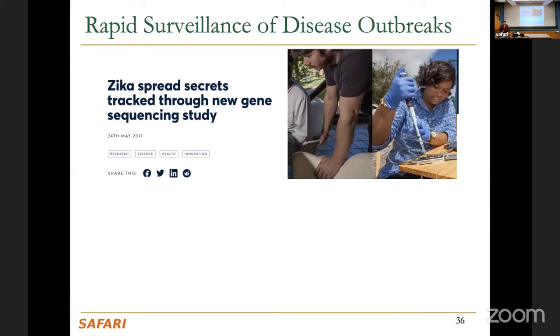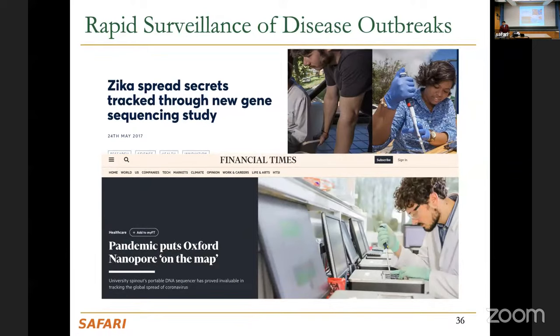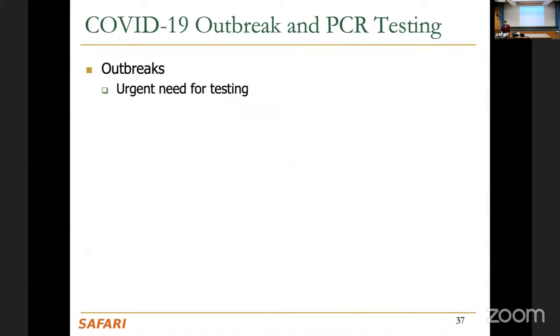And this is not only done, of course, for critically ill scenarios, but this is also done for rapid surveillance of disease outbreaks. So we know that, for example, genome analysis has been used to cover the Zika virus, the COVID-19, also even the Ebola virus, right? So the genome analysis has been used to understand these outbreaks.